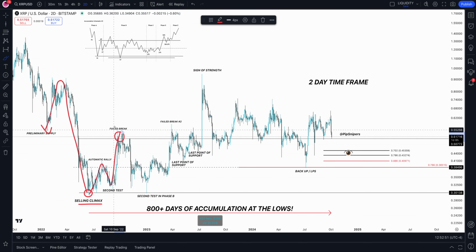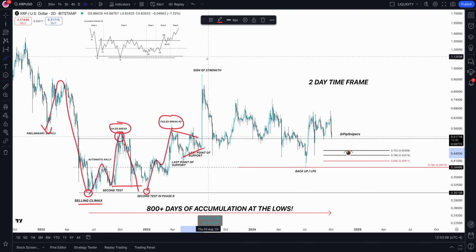the range. Okay, so this failed break creates the top of your range before you go below your secondary test towards your secondary test in phase B. After your secondary test in phase B, you move towards the top of the range for your second failed break, chop down to mid-range for your last point of support, into your sign of strength when Ripple won the case against the SEC.